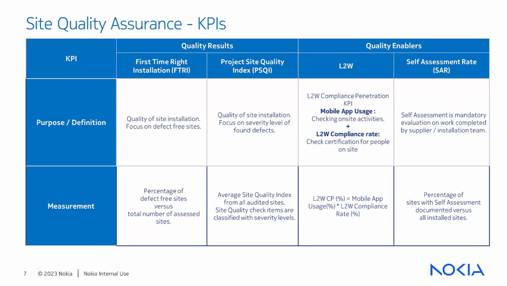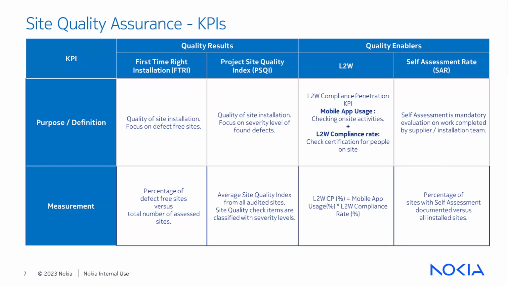Now we have understood site quality assurance process and the workflow, and next is the performance management, which means how we are measuring quality and which KPIs we are using. As it is said that if you can measure, then you can improve.